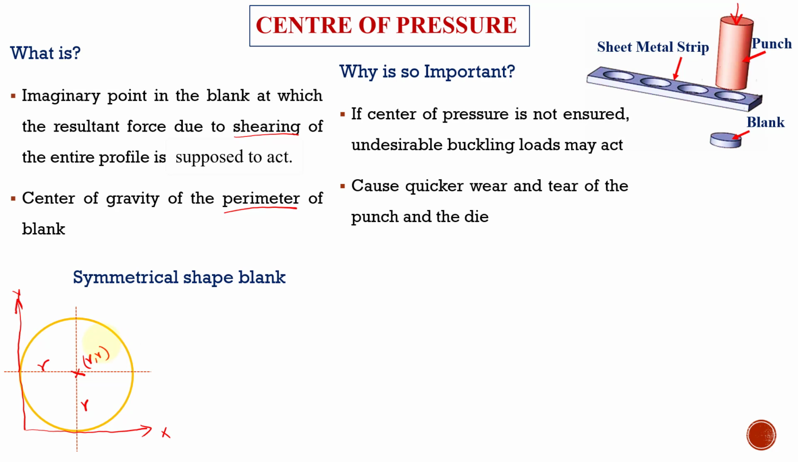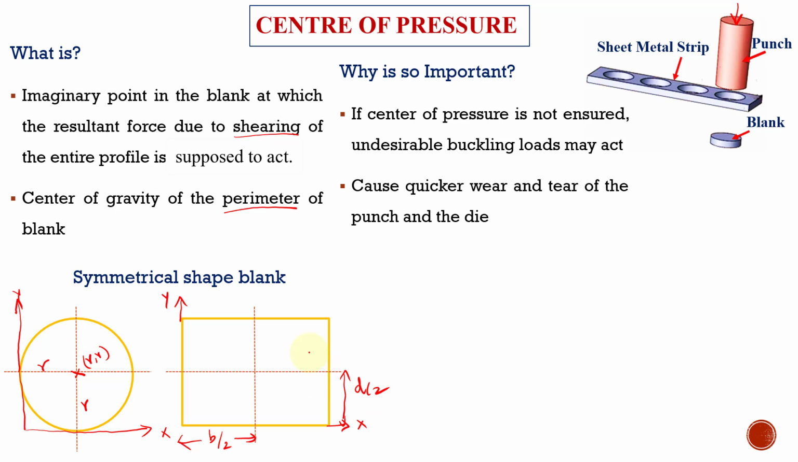Now let us see how to find the center of pressure for a rectangular cross section. Here also the section is symmetrical about both the horizontal as well as the vertical axis. If we draw the reference axes, and take this distance as breadth b, then the center is at b by 2 from this reference y-axis, and this height is d by 2 if the entire distance is d. So the center of pressure for this rectangular blank is b by 2 comma d by 2. So for these standard shapes which are symmetrical, we can easily locate the center of pressure.